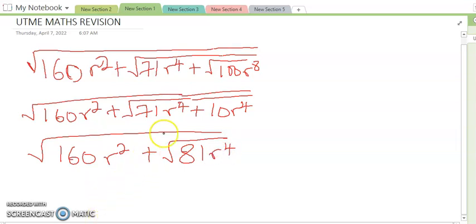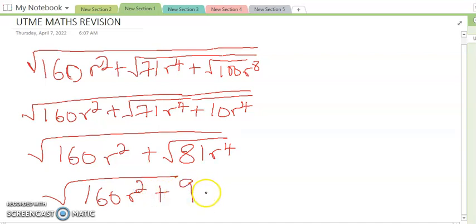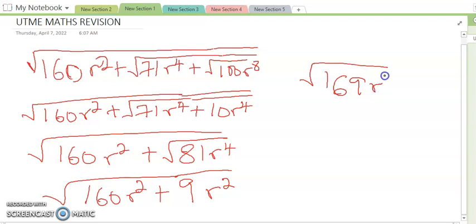Now, from here, we can get the square root of 81 and r raised to power 4. So we have square root of 160 r raised to power 2 plus, what's the square root of 81? 9. What is the square root of r raised to power 4? r raised to power 2. Let us extend this. So we have 160 r raised to power 2 plus 9 r raised to power 2. So what do we have? Square root of 160 plus 9. That will give me 169 r raised to power 2.